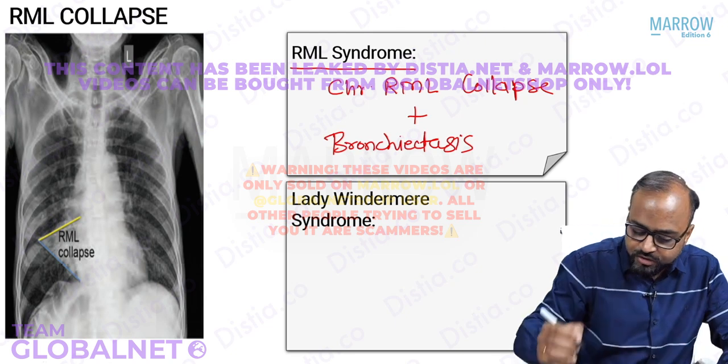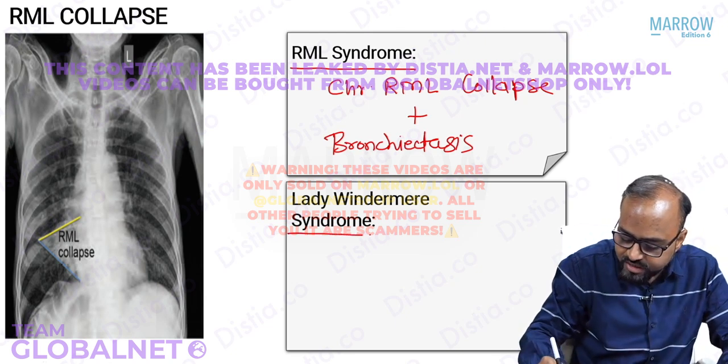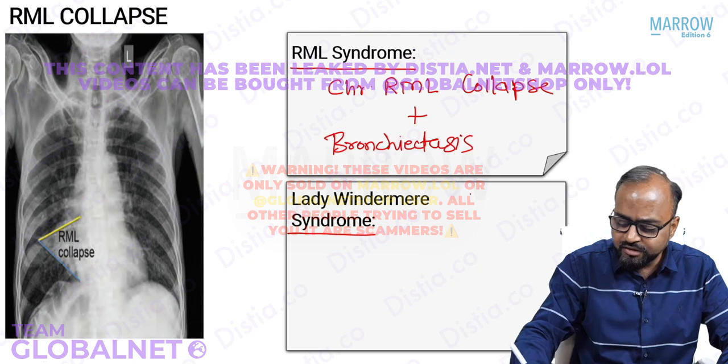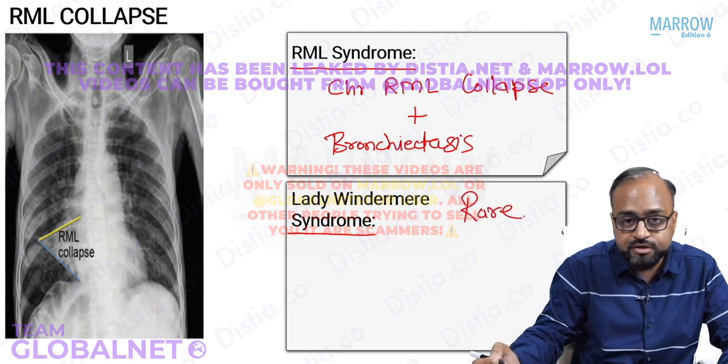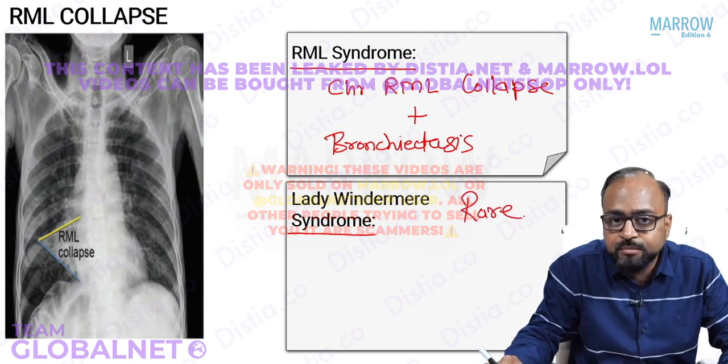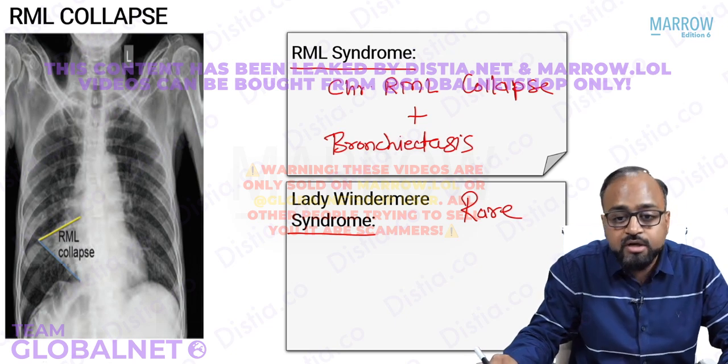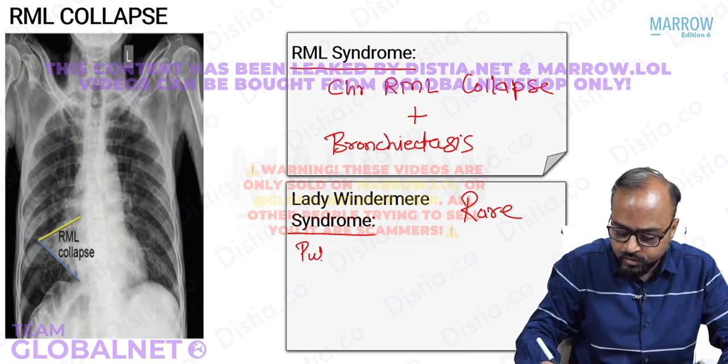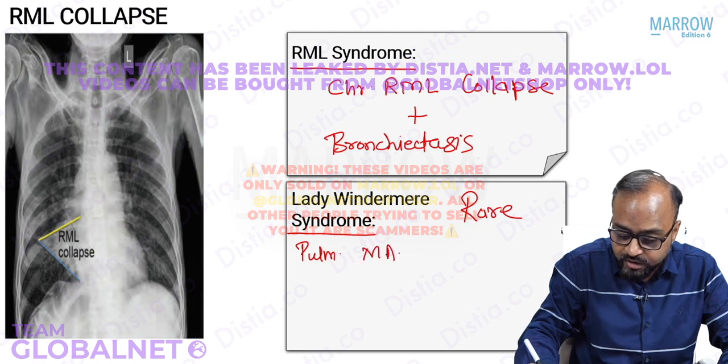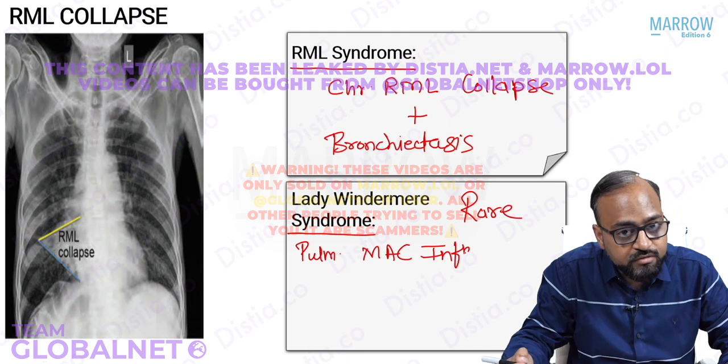Another condition associated with right middle lobe collapse is called Lady Windermere syndrome. It is a relatively rare condition. What is this Lady Windermere syndrome? Lady Windermere syndrome is a pulmonary Mycobacterium avium complex infection.